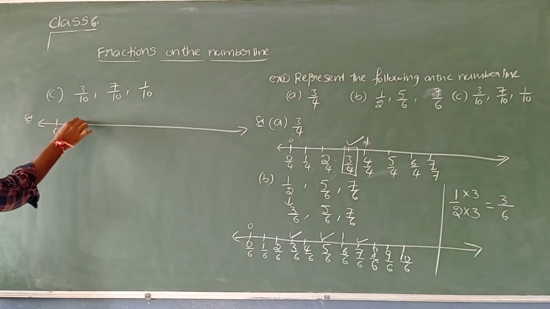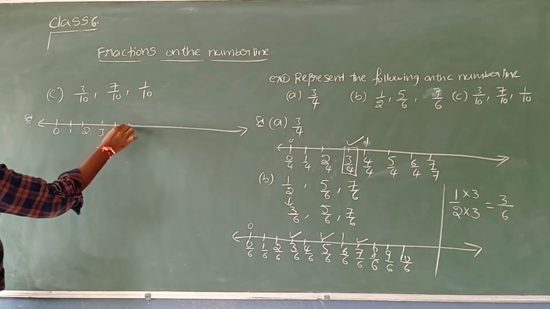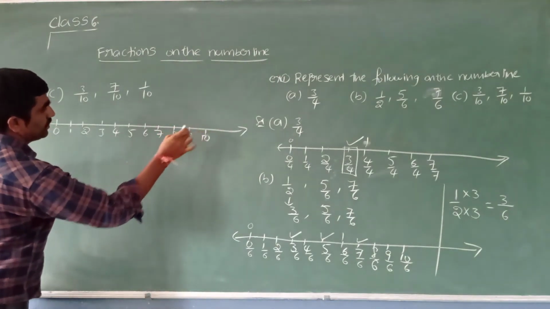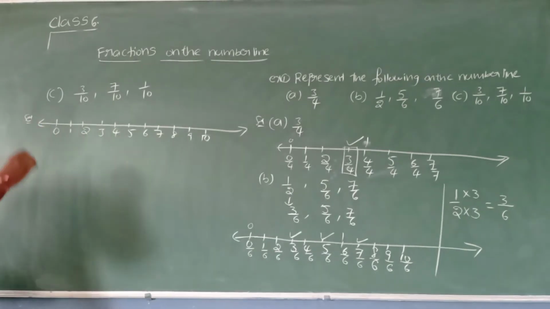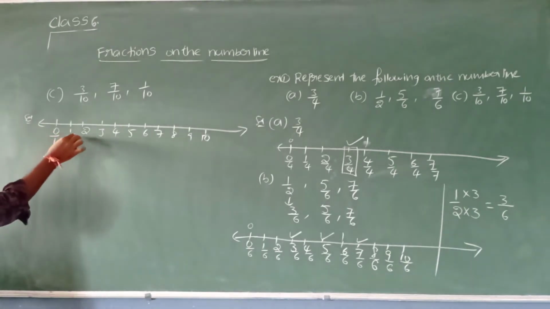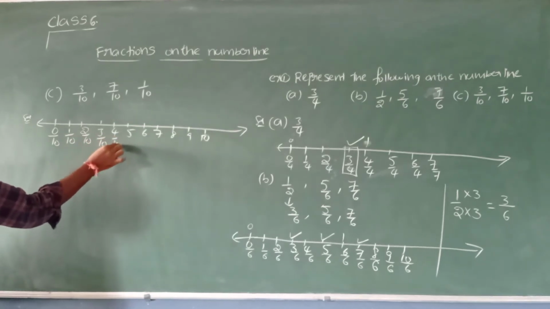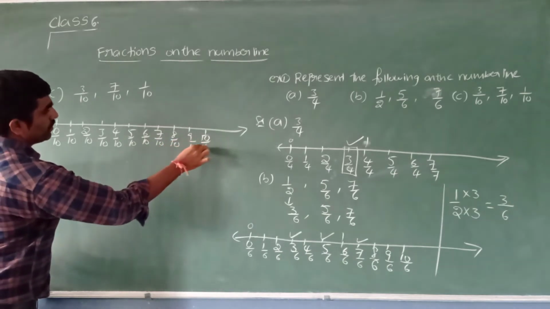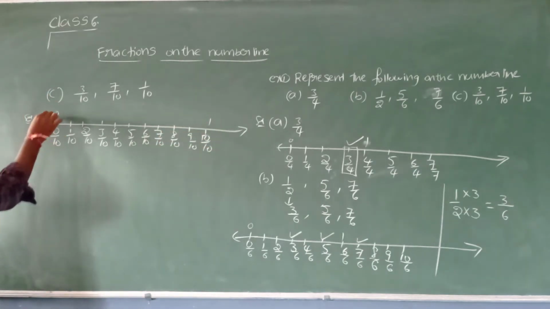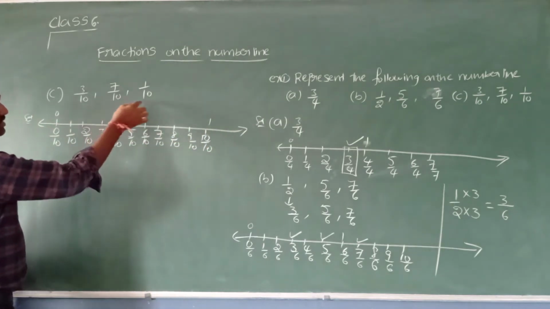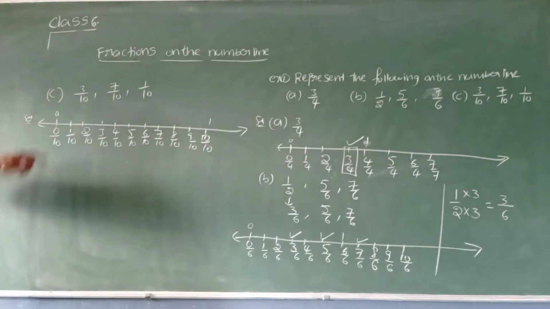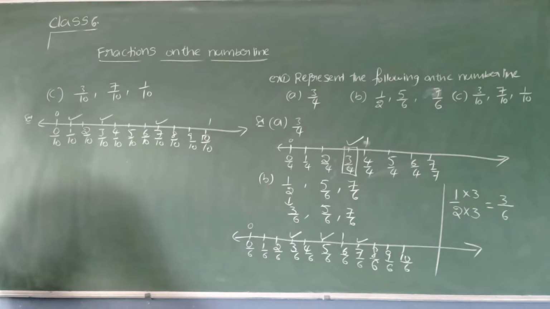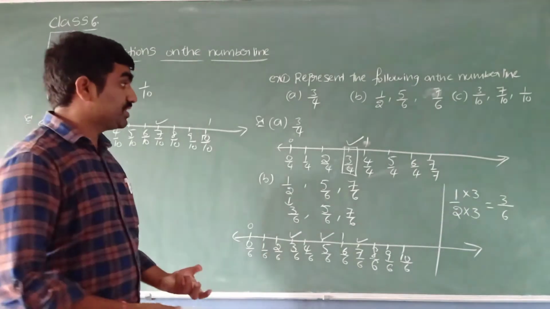We'll take whole numbers here 0, 1, 2, 3, 4, 5, 6, 7, 8, 9, and take here 10. So the denominator is 10, so each one we will divide by 10: 0 by 10, 1 by 10, 2 by 10, up to 10 by 10. 10 by 10 is what? 1. 0 by 10 is what? 0. 0 to 1 we divide into how many parts? 10 parts. In that we need to mark 3 by 10. Yes, 3 by 10. 7 by 10 I can see here. 1 by 10 I can see here. So that is the way we can represent the given like fractions on the number line.